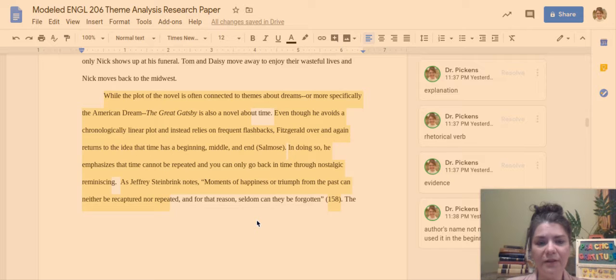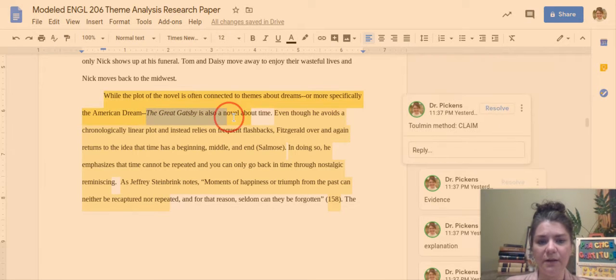Okay, so here's my first paragraph of analysis of the theme. "While the plot of the novel is often connected to themes about dreams, or more specifically, the American dream, The Great Gatsby is also a novel about time." And this is where I'm connecting to my previous paragraph. I'm kind of transitioning into a new section of the paper, but then I'm also really focusing here on my theme statement and what the theme is.